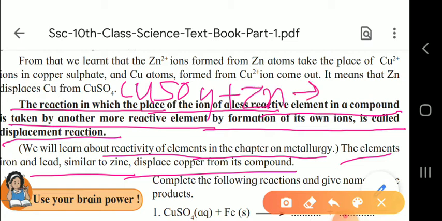What will they form, children? ZnSO4 and copper in the solid form. This will be the reaction.